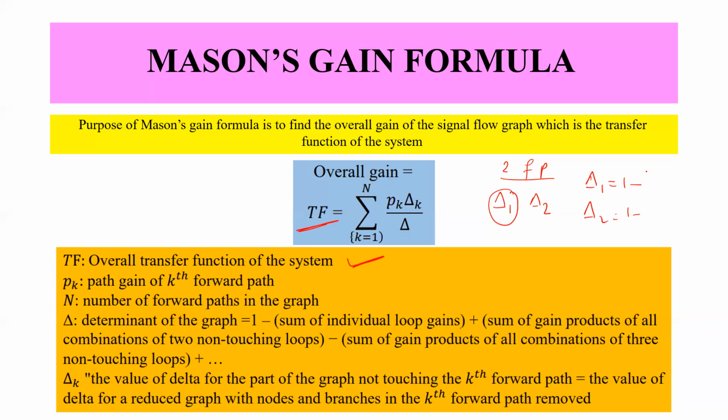And in the next lecture, we will be doing certain numerical problems related to signal flow graphs, and we will apply the concept of Mason's gain formula to determine the overall transfer function of the given system represented through a signal flow graph. So now this is it for today's lecture, and thank you so much.